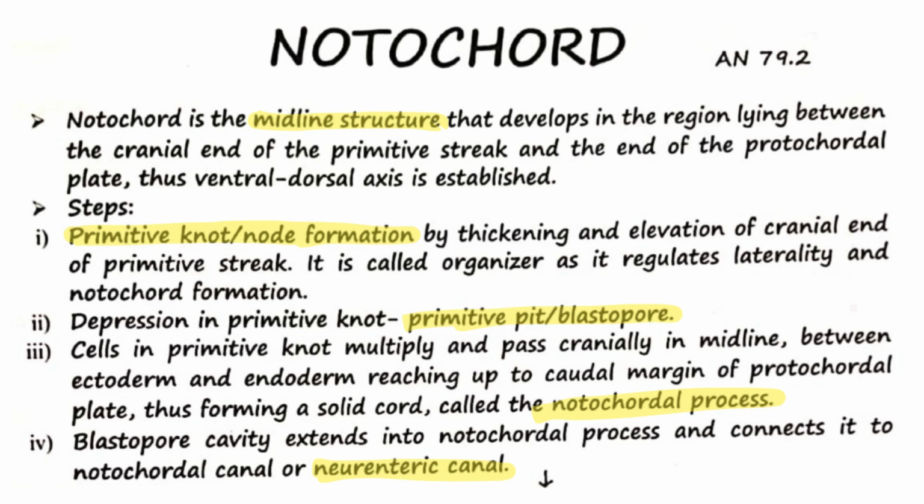Then cells in the primitive node multiply and pass cranially in the midline between the ectoderm and endoderm, reaching up to the caudal margin of the prochordal plate, thus forming a solid cord called the notochordal process. Then we write about the neurenteric canal, that is, the blastopore cavity extends into the notochordal process and connects it to the notochordal canal or neurenteric canal.